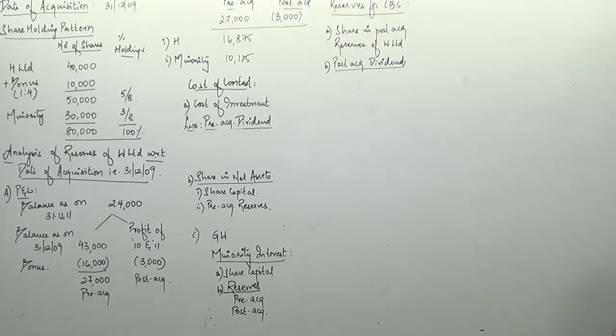Guys, you can split it there itself. 27,000, you can branch it out into two parts. You don't have to prepare one more distribution table at all.